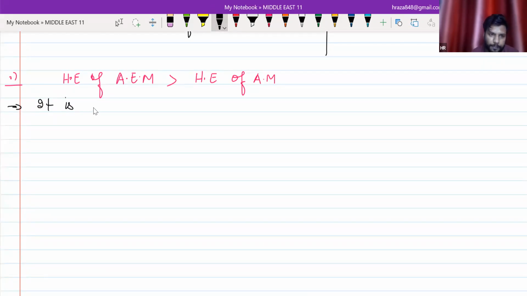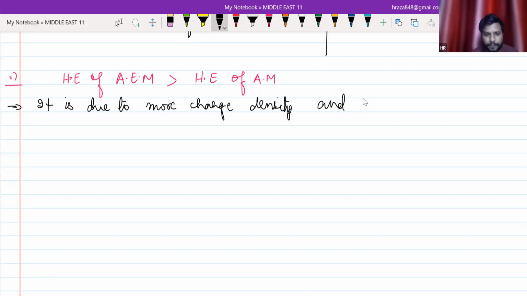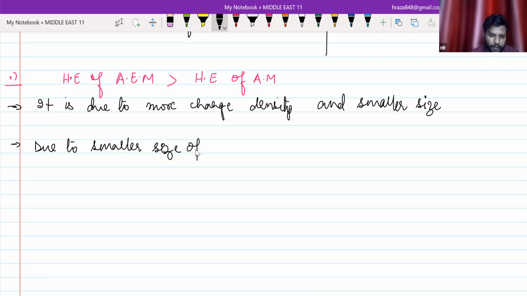It is due to more charge density and a smaller size. Due to a smaller size of Li plus, this is another point. Note, you can write it in your notes.